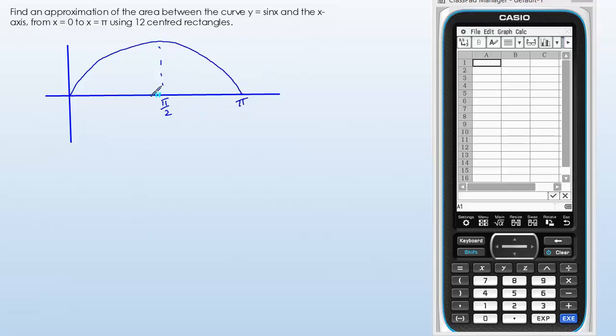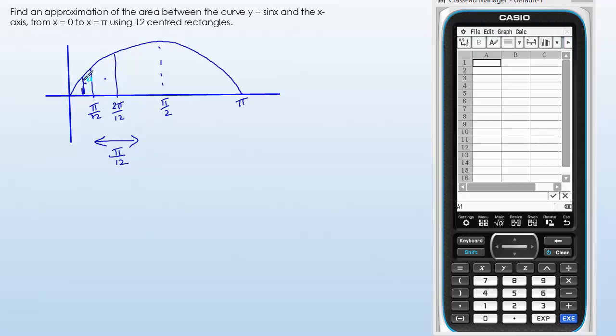So 12 centered rectangles. So we have pi by 12, then 2 pi by 12, and so on across to 12 pi by 12, which is pi. That will give us our 12 rectangles. So we can see that the width of a rectangle is going to be pi by 12.